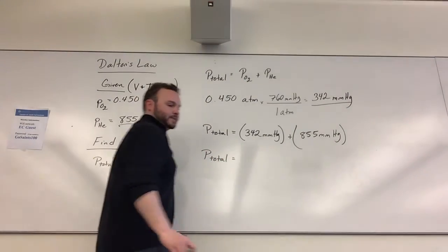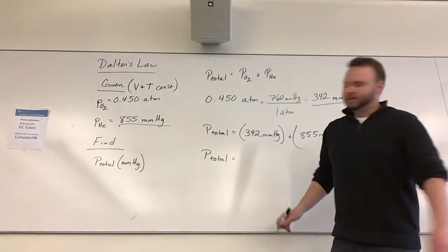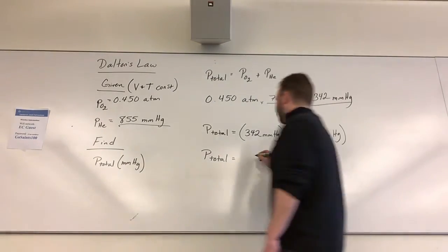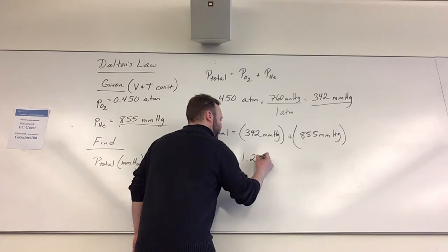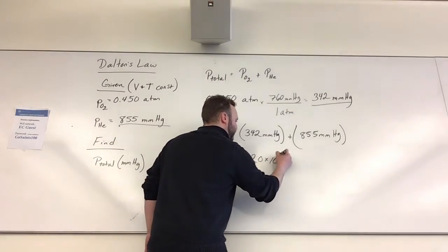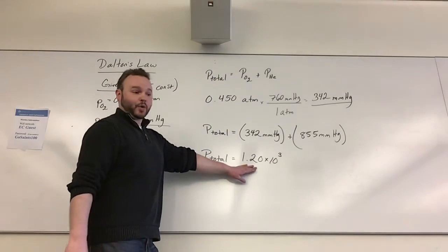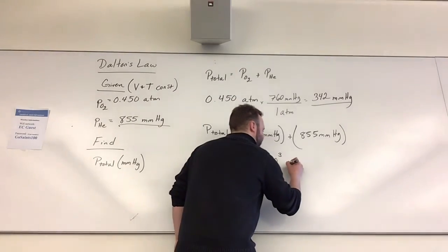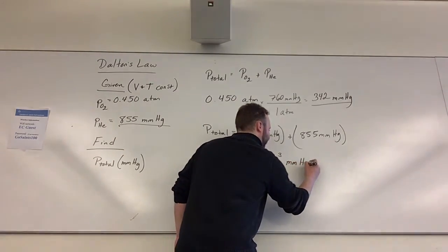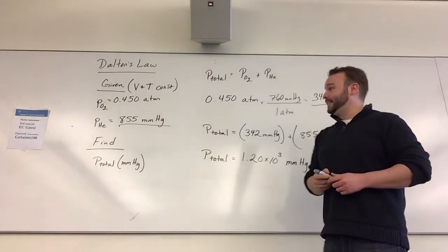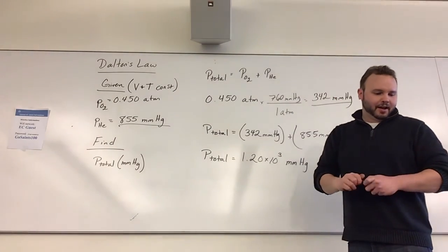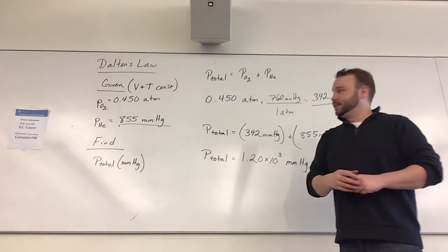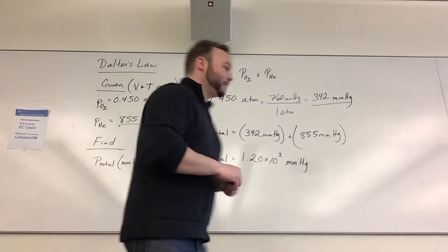P total is going to be equal to, I have 1.20 times 10 to the third, so that's going to be 1,200 millimeters of mercury. That sounds like a lot of pressure. It's because it is. All right, and that is our representative problem for Dalton's law.